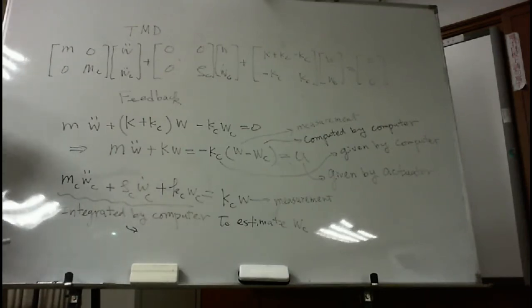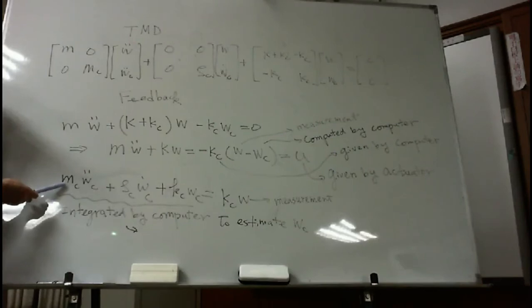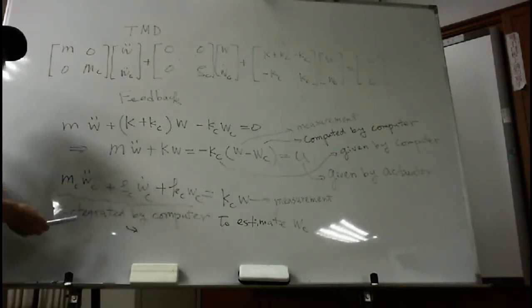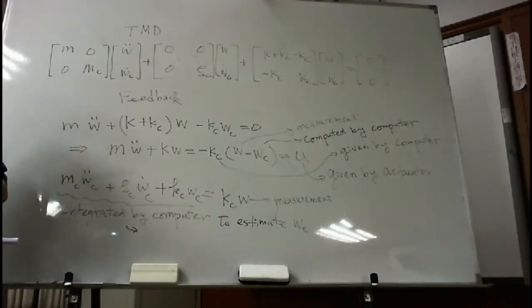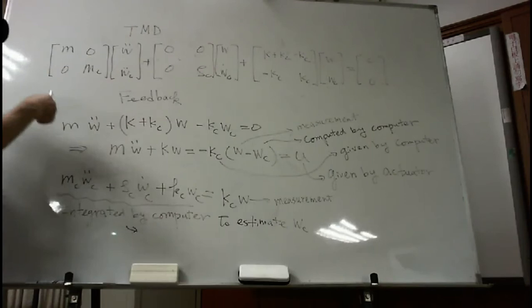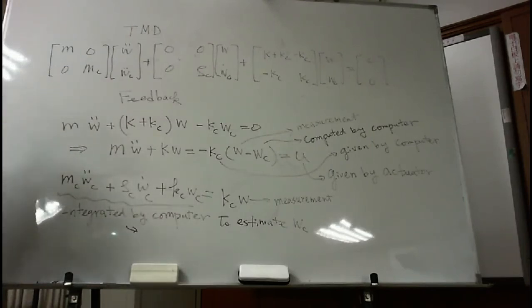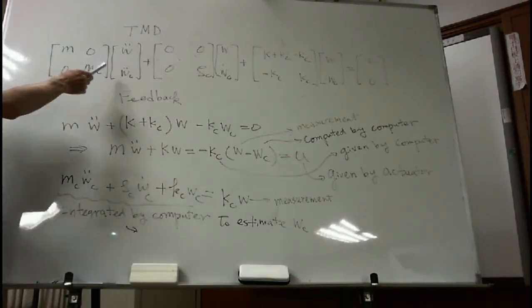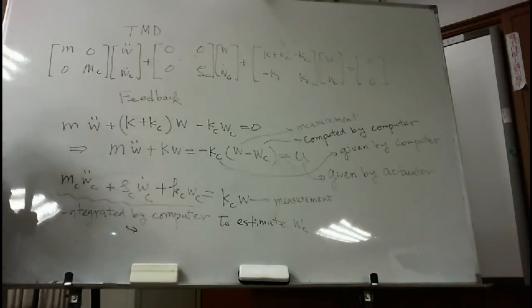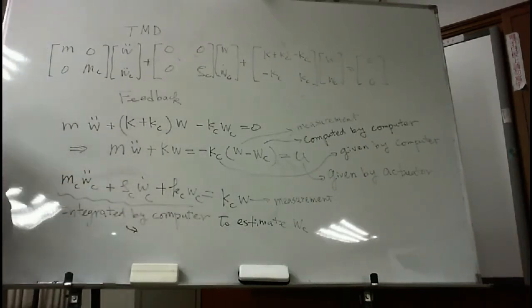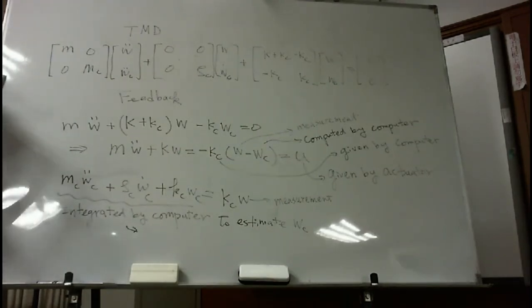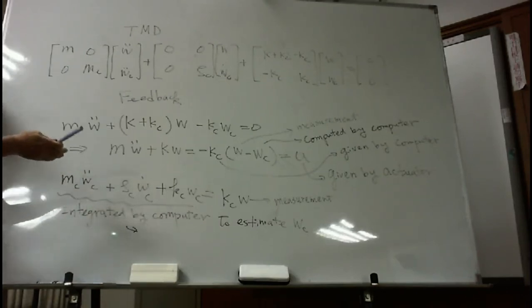The advantage of this one is that you can change MC anytime you want. You can change zeta C anytime you want. You change KC anytime you want. This system is always a stable system, just like this. When you change MC, zeta C or KC, you change the performance. You may perform better with a different MC, KC, or zeta C.